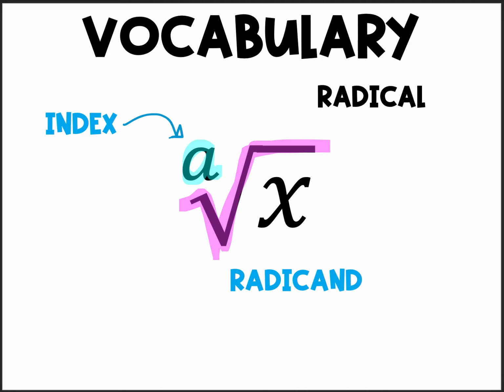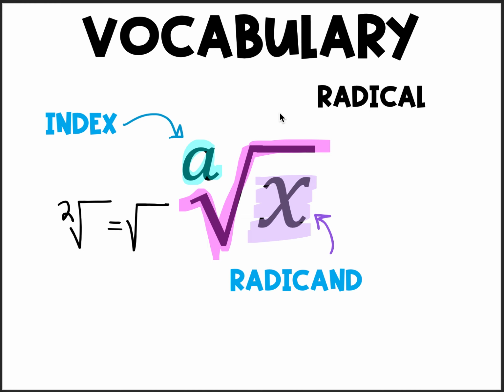The most popular one is the square root, which has an index of 2, but normally we don't write it. We just put the radical symbol by itself. So whenever you don't see a number in the index location, assume it's 2, unless it's giving you a number. And the expression inside your radical is called the radicand.